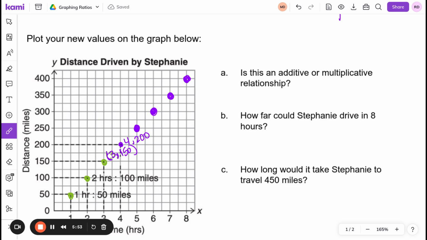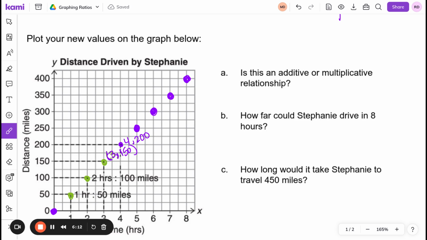And then down at the very beginning, they're missing that point at the origin of 0, 0. Because again, if she hasn't gone a distance, then time hasn't passed, or vice versa. If she hasn't been on the road for any amount of time, she hasn't gone anywhere. She's staying where she started.